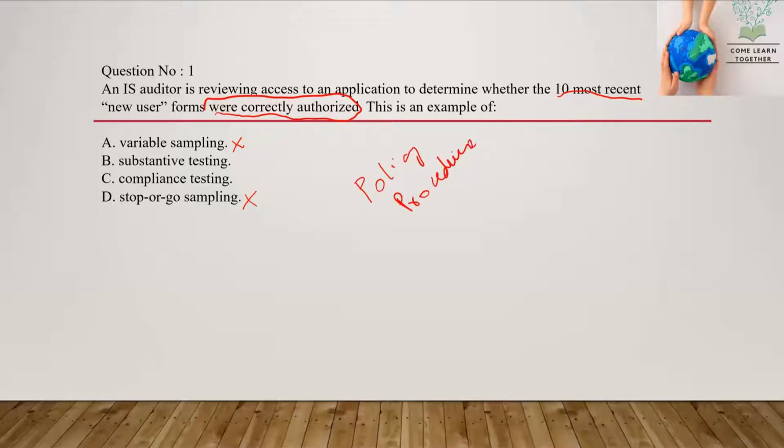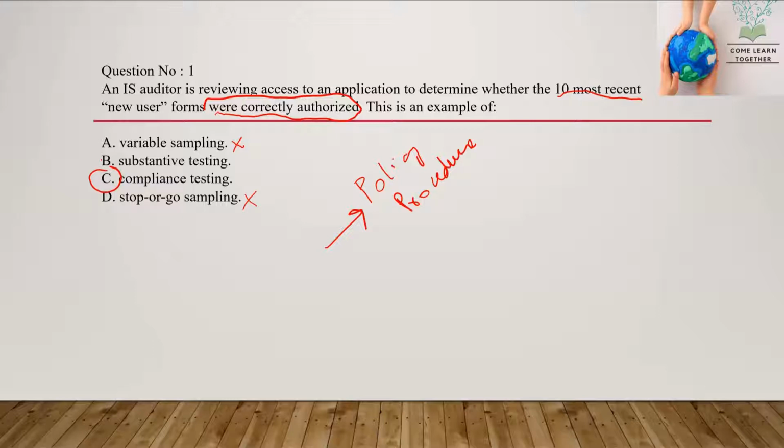how we should be authorizing a person or a new user, and which sort of authorizations or which sort of access we should be giving. So it is mostly related to a policy and a procedure. So we can simply call it compliance testing.